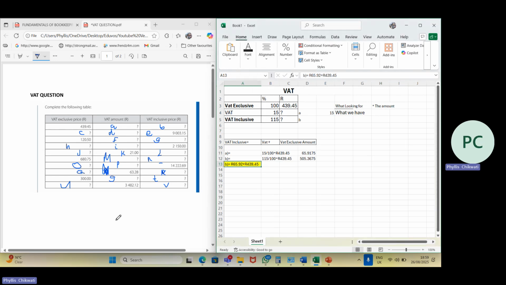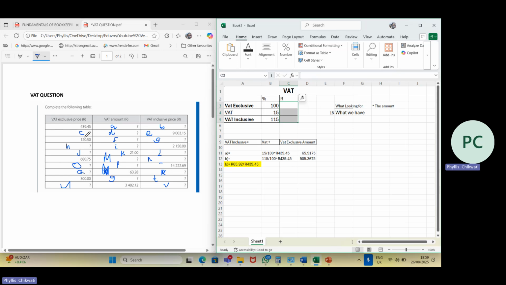So don't get confused. Let's move on to part C. With part C, we don't have the exclusive amount. What I'm going to change is only this column. Why? Because we already have this part. It won't change because our rate is always 15%, and then our base is always 100, and then of course 115 is our VAT inclusive. So this part won't change. What we're going to change is only this side.